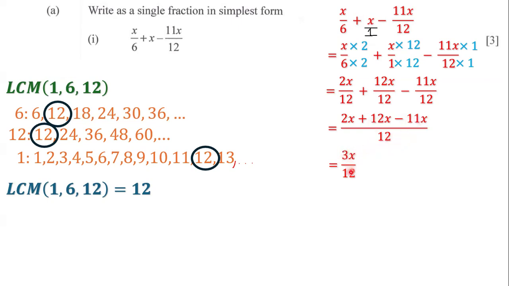So we have 3x over 12. And then we can still simplify this because we could divide top and bottom by 3. And so 3 divided by 3 is definitely 1. So it's going to be 1x or simply x. And 12 divided by 3 is 4. And so that means that the answer to this question is x over 4. That's the answer.